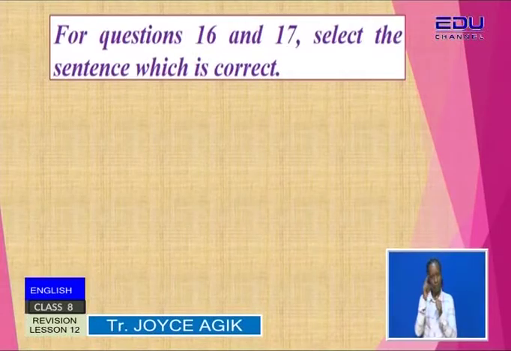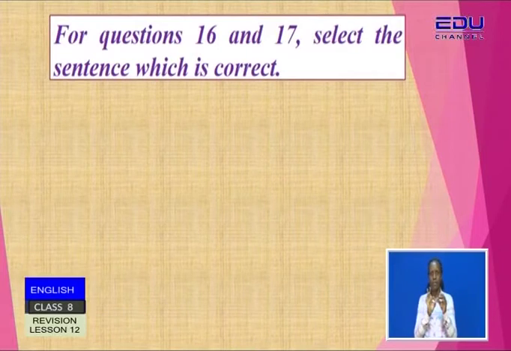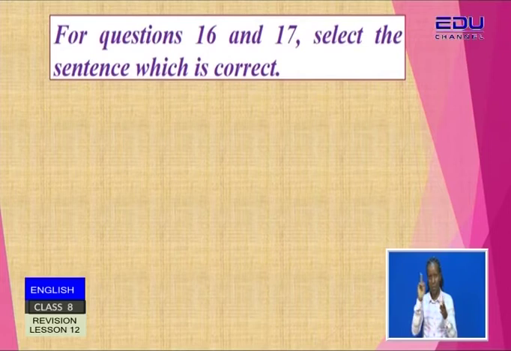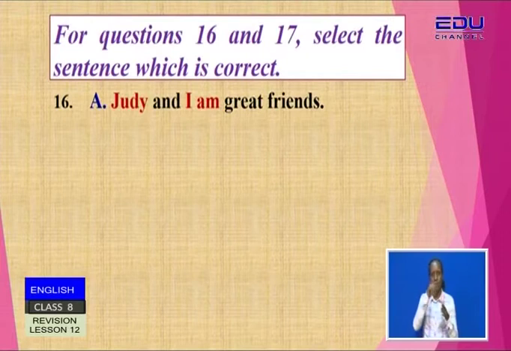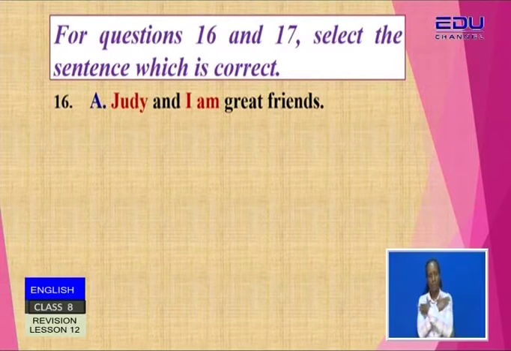To our first question, can we read the instructions together? For questions 16 and 17, select the sentence which is correct. The sentence which is correct. So here we are not looking at any sentence but the correct sentence. So for you to be able to know what the question requires, let's have a look at choice A. So in choice A, it says, Judy and I am great friends. So this question is testing about subject-verb agreement.